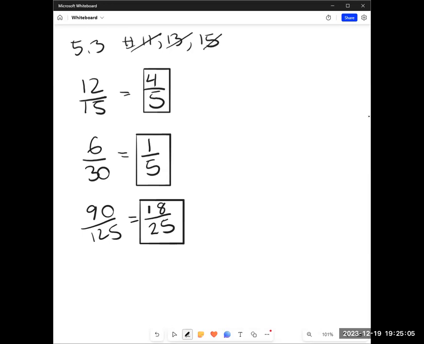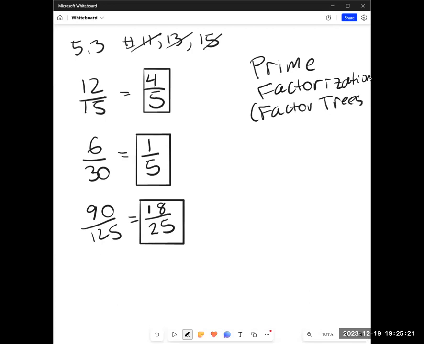Again, you may want to go back and look at topics like prime factorization, and under this would be factor trees that I use in MDE10. I'll show you that right now with this last example since it was harder.